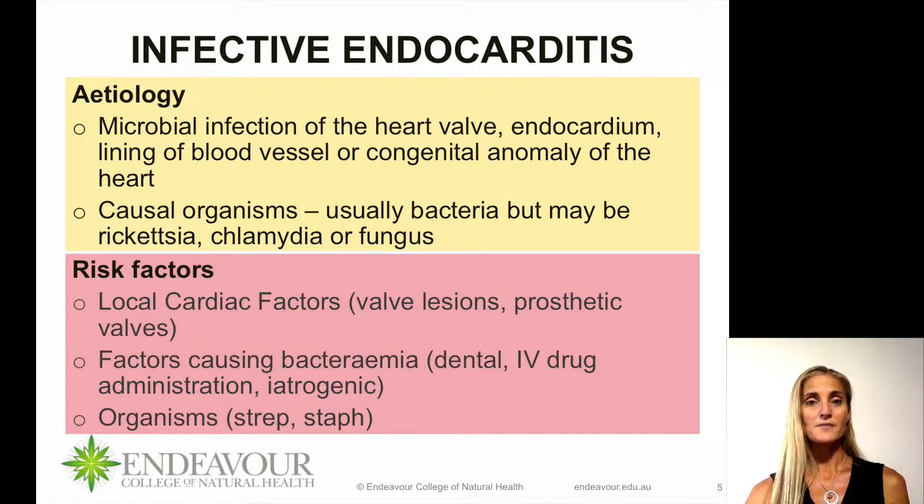Now, risk factors. There can be local cardiac risk factors, so valve lesions and prosthetic valves, and also factors that can cause bacteremia. We've talked about IV administration, cannulas, those sorts of things. It can be iatrogenic, so post-surgery, post-medical intervention, dental. There are a number of different organisms, so strep or staph. Often the complications are due to IV drug misuse. About 3/4 of cases are due to strep sanguis or staph infections, and other organisms indicated are Enterococcus faecalis, Enterococcus faecium, and strep bovis.